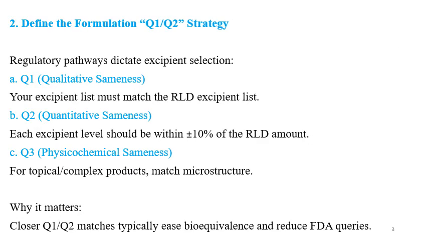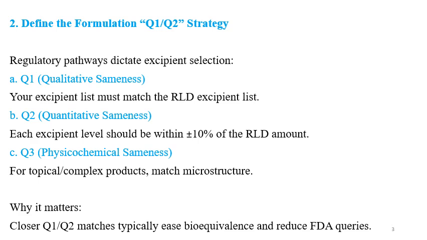Then define the formulation Q1, Q2. Q1 is qualitative sameness, Q2 is quantitative sameness, and Q3 is physicochemical sameness. So I always suggest you go for this. Regulatory pathways dictate the excipient selection. Q1, qualitative sameness: your excipient list must match the RLD excipient list.